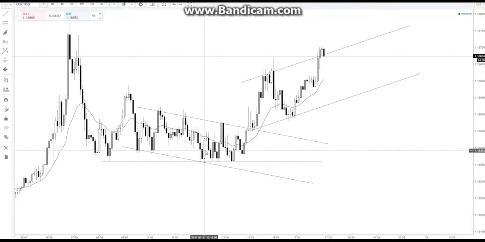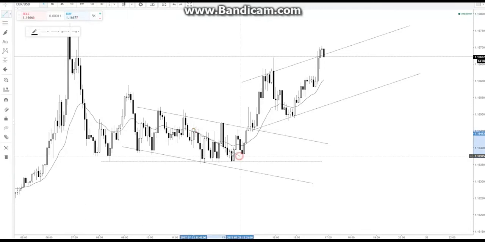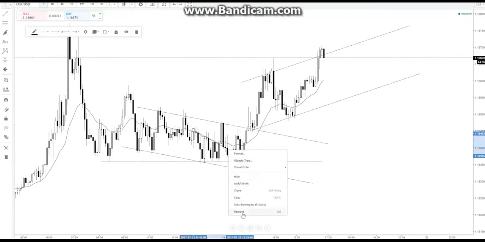Failed bear breakout, big outside bull bar. The bulls could not get really strong follow through, which there may have been a smaller trend line in here like this.